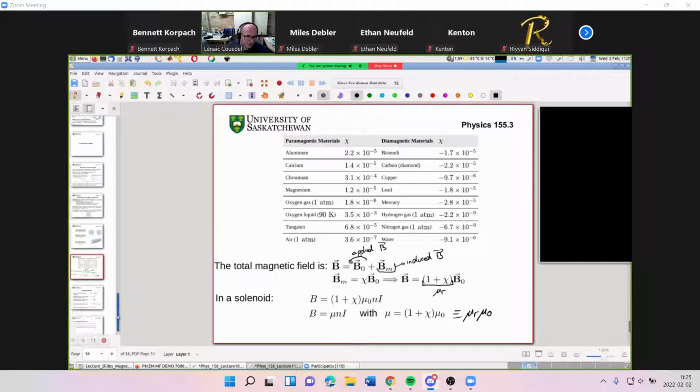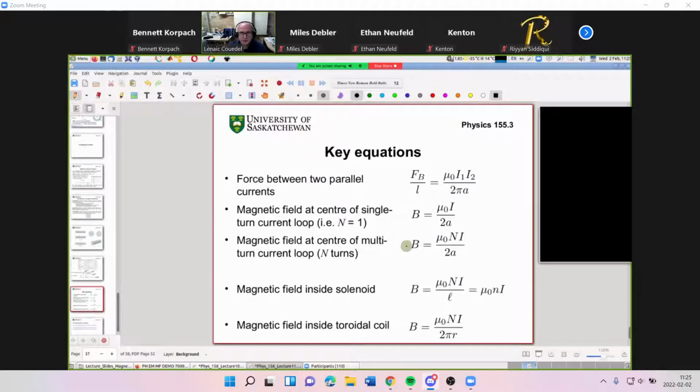All right, so this is the end of this lecture. So remember the force between two parallel currents. Remember the magnetic field generated by a single loop at its center. Remember that when you have n turns, you have to multiply by the number of turns. Remember the magnetic field inside a solenoid, mu 0 Ni, and remember the magnetic field inside a toroidal coil, mu 0 Ni divided by 2 pi r. Do you have any question?